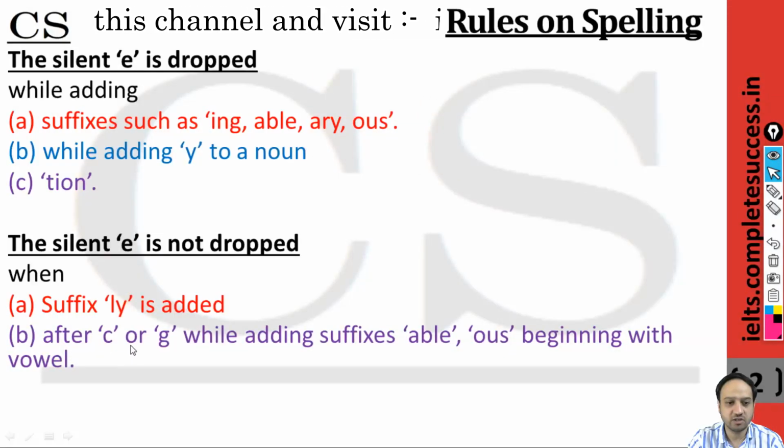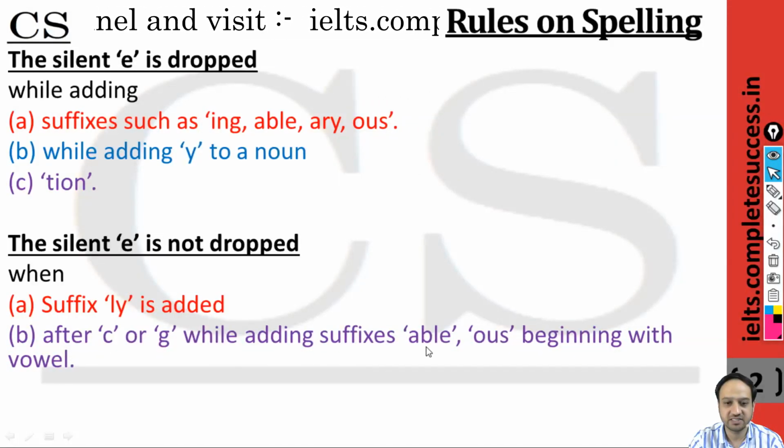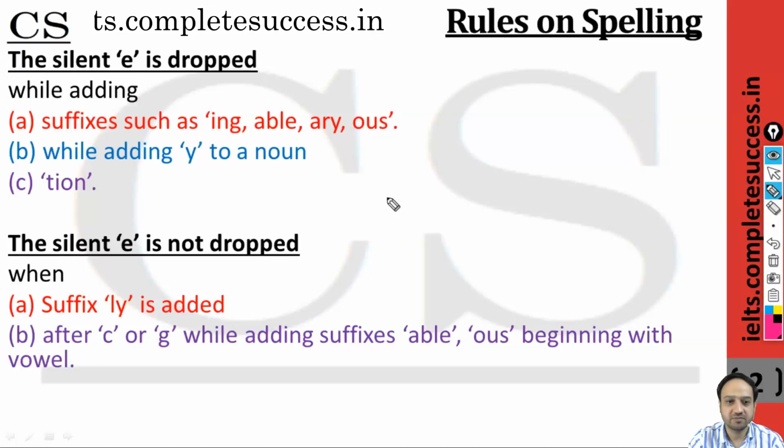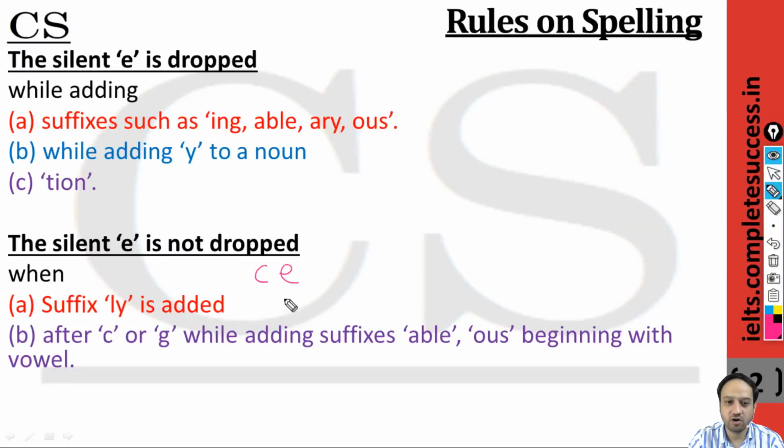After C or G, while adding suffixes able and ous beginning with vowels. If there is any word which ends in E, but before E there is a C or a G consonant, and we have to add the suffix able or ous, then we will not drop the letter E.